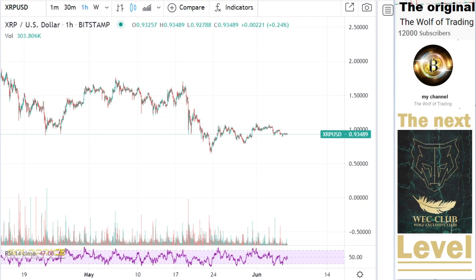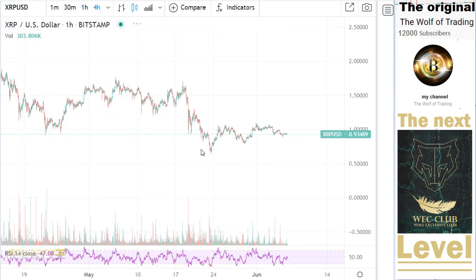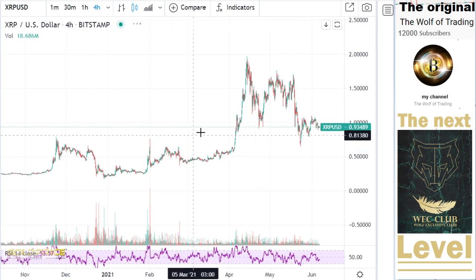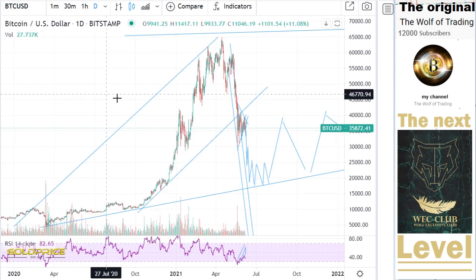Thank you for looking at XRP. Let's look together in which areas XRP could fall. Let's check Bitcoin price first.